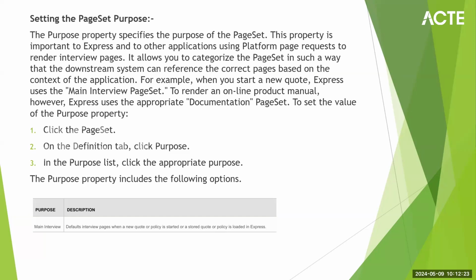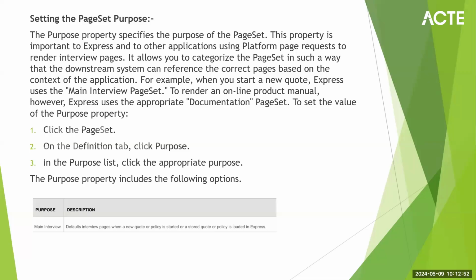Setting the page set purpose, like why you are creating that particular page set. You are setting the purpose of it. The purpose property specifies the purpose of the page set. This property is important to Express and to other applications using platform page requests to render the interview page. It allows you to categorize the page set in such a way that the downstream system can refer to the correct page based on the context of the application.